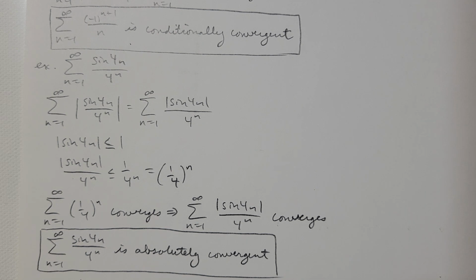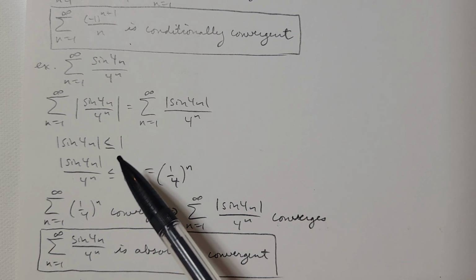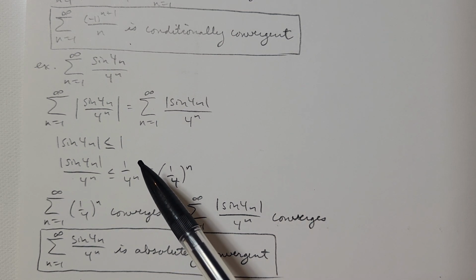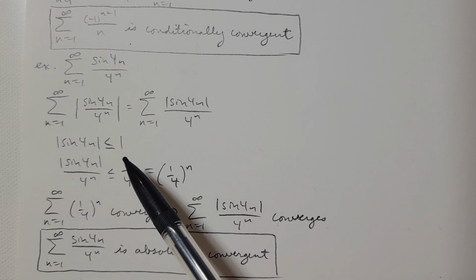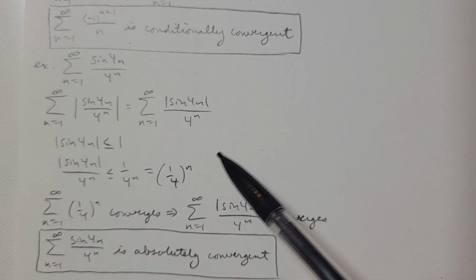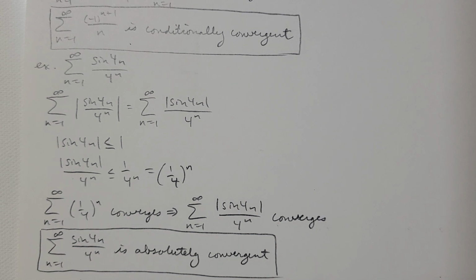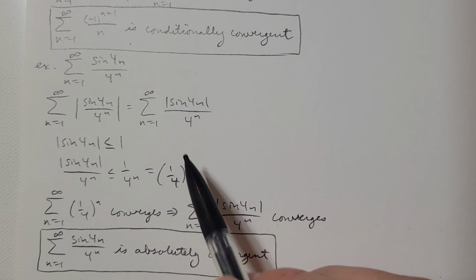Okay, now the next thing I'm going to do is use a comparison test here. The absolute value of sine of 4n is always going to be a number that is less than or equal to 1, right? 1 is the biggest value that you can have when you're computing the sine of a number. Okay, so I can say that's going to happen for all n, right?